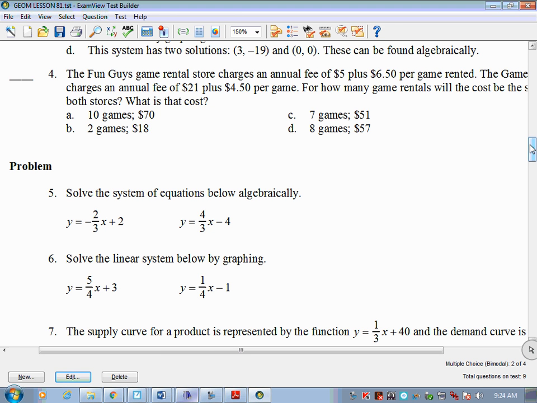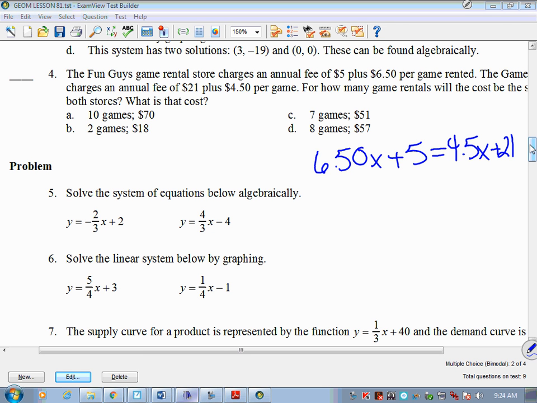Can I take $5 plus $6.50 per game and write an equation for that? How would I write $6.50 per game? 6.50x, right? Is that what you're getting at? All right. Plus 5. Very good. We want to know when the cost will be the same. So what am I doing with two equations? Setting them equal to each other. What am I setting that equal to? 4.5x plus what? 21. All right, now I'm just solving for x, right?